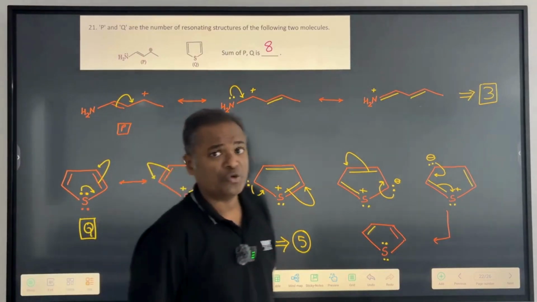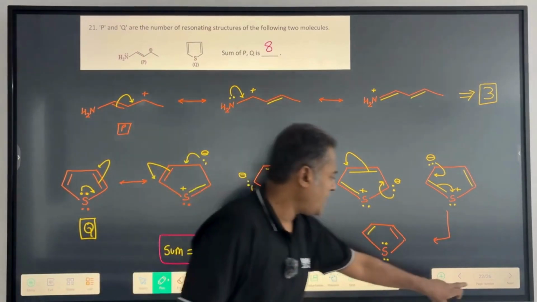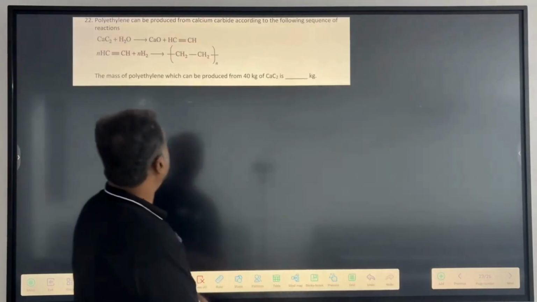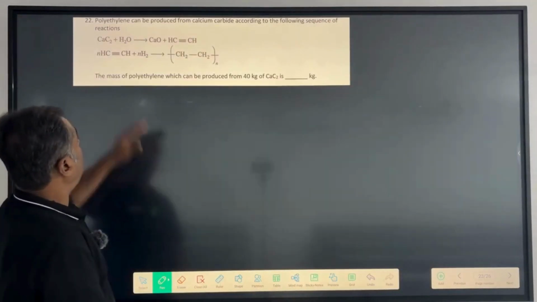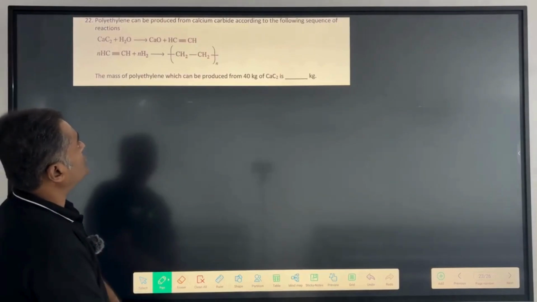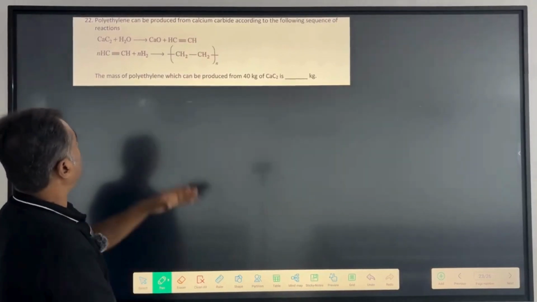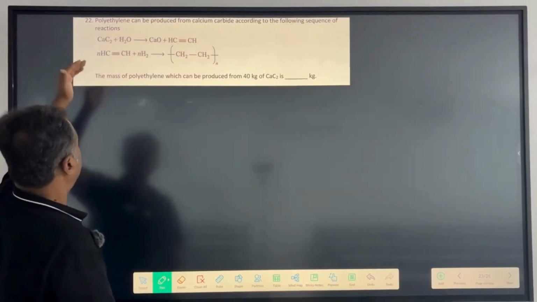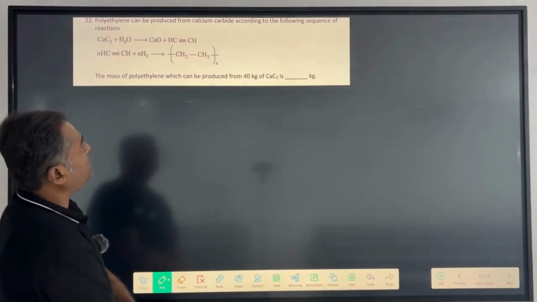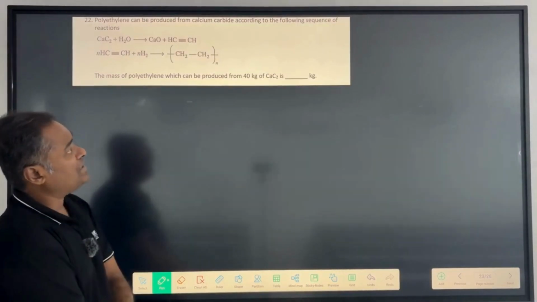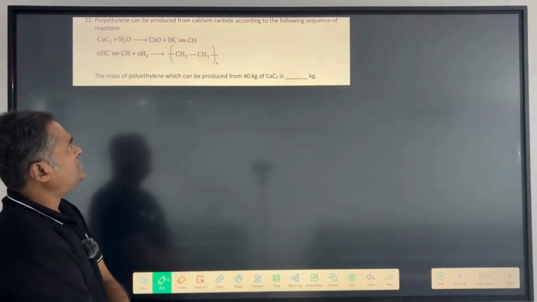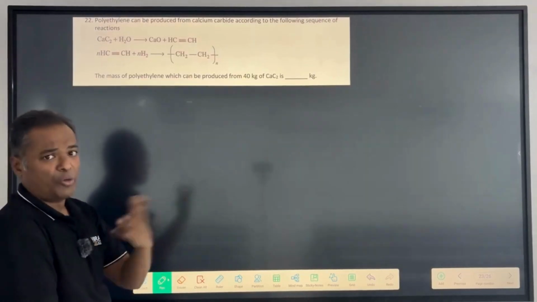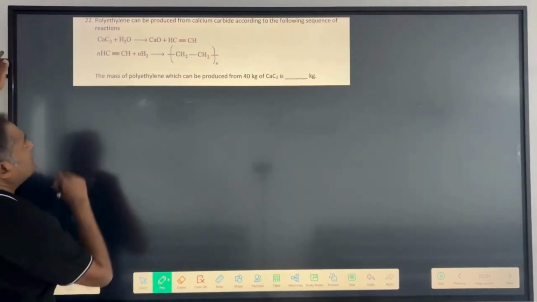Let's proceed with the next question child. Is it clear? Yeah. The next question we have is, polyethylene can be produced from calcium carbide according to the following sequence, and they have given 2 steps of reaction. The mass of polyethylene which can be produced from 40 kg of calcium carbide is. Now child, this is a comparison problem which you normally relate. Let's see the first part.